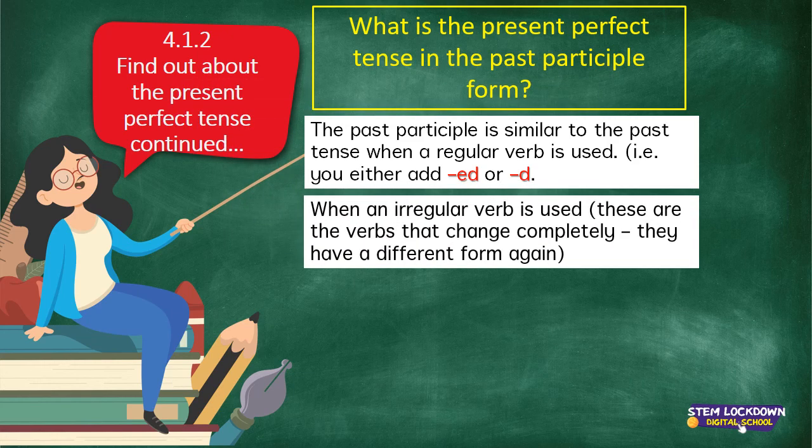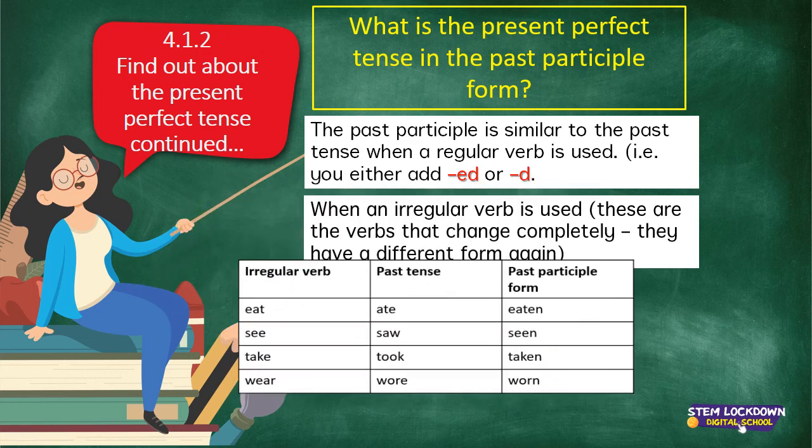When it's an irregular verb, things are different. Remember, we dealt with regular and irregular verbs earlier in this lesson, and we said that irregular verbs change completely in the past tense. Well, in the present perfect tense, they change again. So let me show you what I mean.